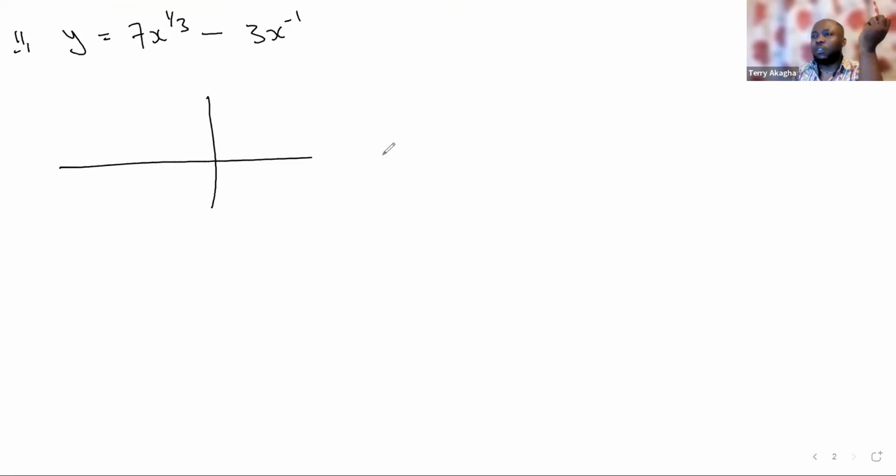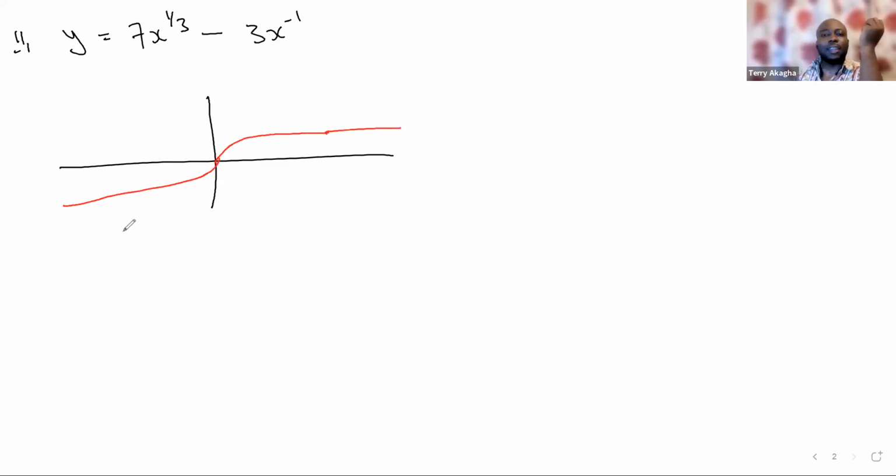So let's say we have y, let's say it's equal to 7x to the power 1 over 3 minus 3x minus 1. And you're asked, is this a function? Okay. Definitely, if you draw the graph for this, there's a rough sketch, you will notice that the graph will look something like this.